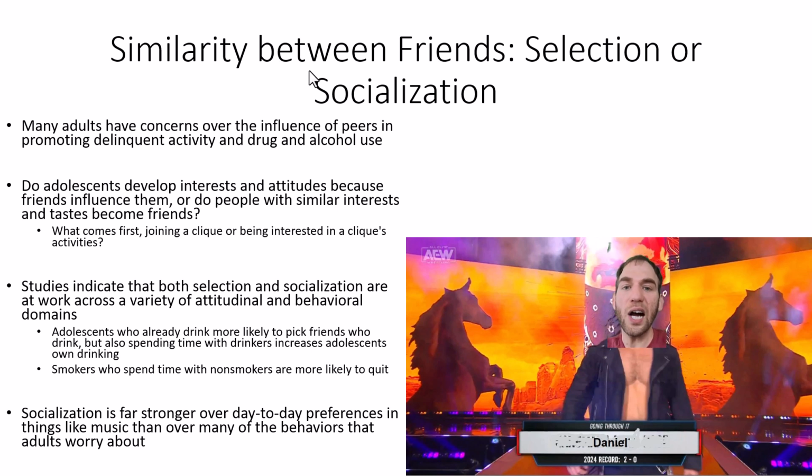Now, at the same time, being around other adolescents who drink increases your probability of drinking at higher rates. And conversely, being around non-drinkers or non-smokers decreases the probability of smoking and or drinking. Now, I will say, broadly stated, that socialization and peer influence is typically stronger for more mundane things such as music, rather than very risky behaviors such as drunk driving or something along those lines.